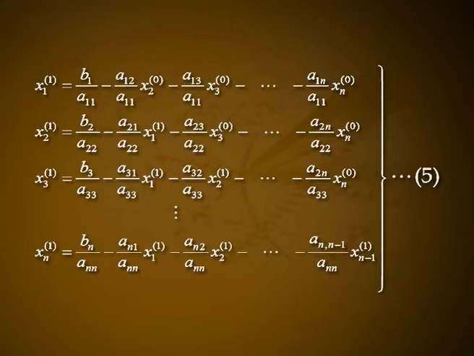x31 equal to b3 by a33 minus a31 by a33 into x11 minus a32 by a33 into x21 minus etc. minus a2n by a33 into xn0 etc. xn1 equal to bn by ann minus an1 by ann into x11 minus an2 by ann into x21 minus etc. minus ann minus 1 by ann xn minus 1 1. Let it be the system of equations 5.